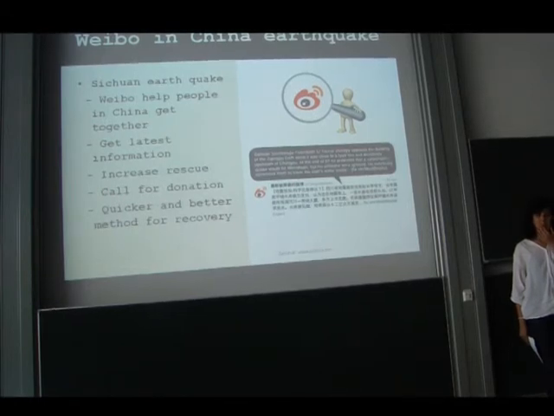A good example for using Weibo is the 2008 Chinese earthquake in Sichuan. Weibo helps people all around China get together to face the terrible disaster. By using Weibo, people can spread information of the earthquake and make people around China know the news in the first place.